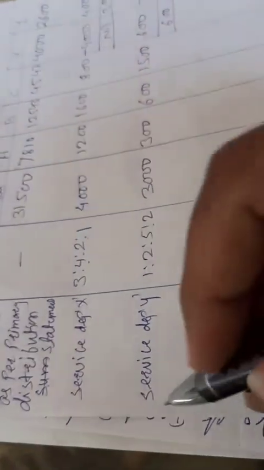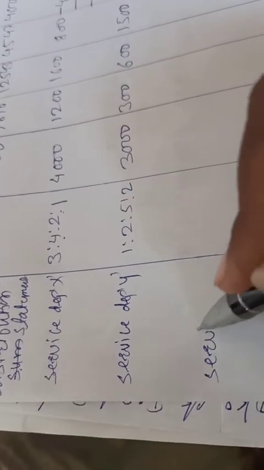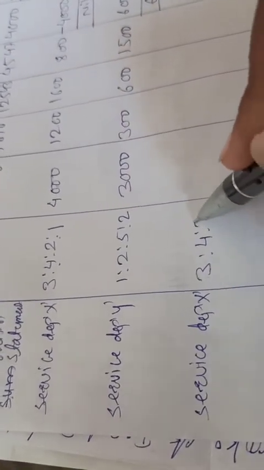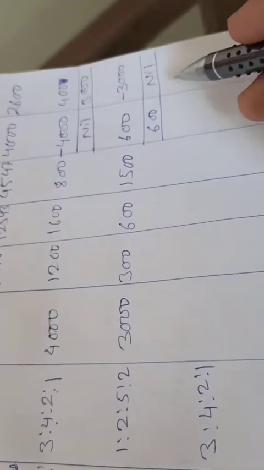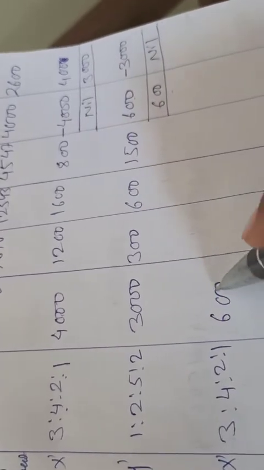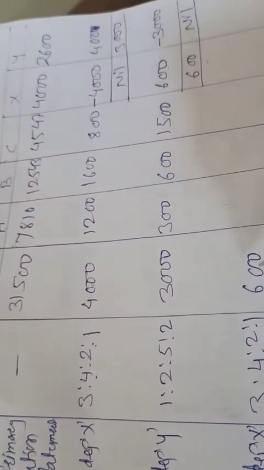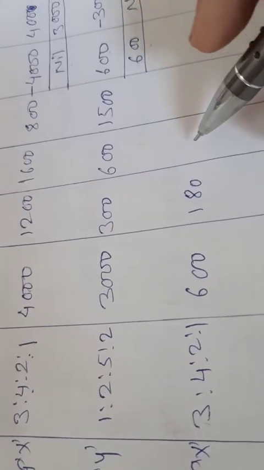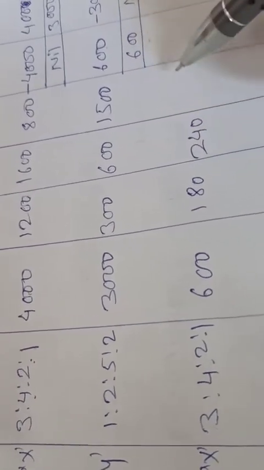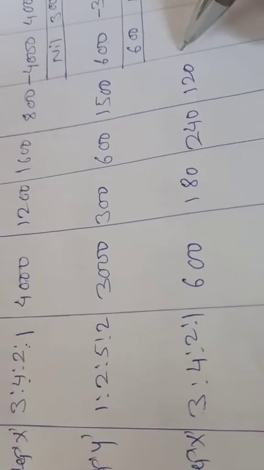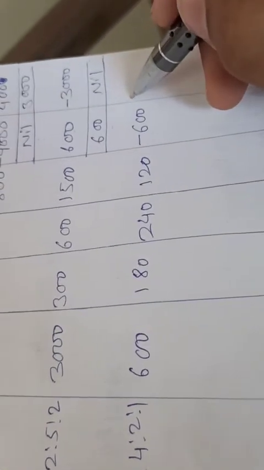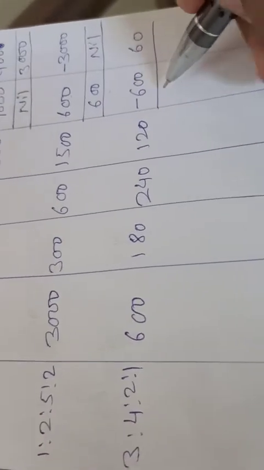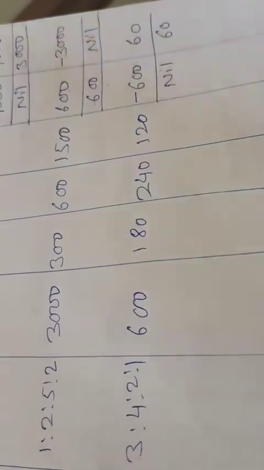Next is service department X. The ratio remains the same, 3:4:2:1, but now the amount is 600. 600 divided by 10 is 60. 60 into 3 is 180, 60 into 4 is 240, 60 into 2 is 120, minus 600, and 60 into 1 is 60. Now X becomes nil and Y is with 60.